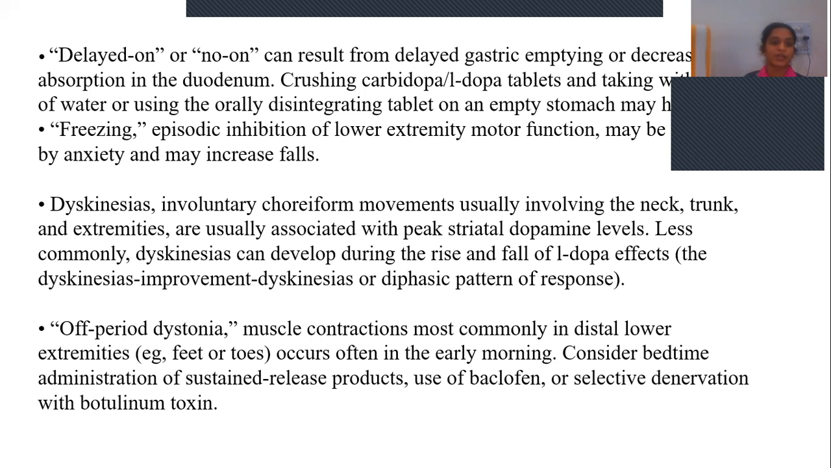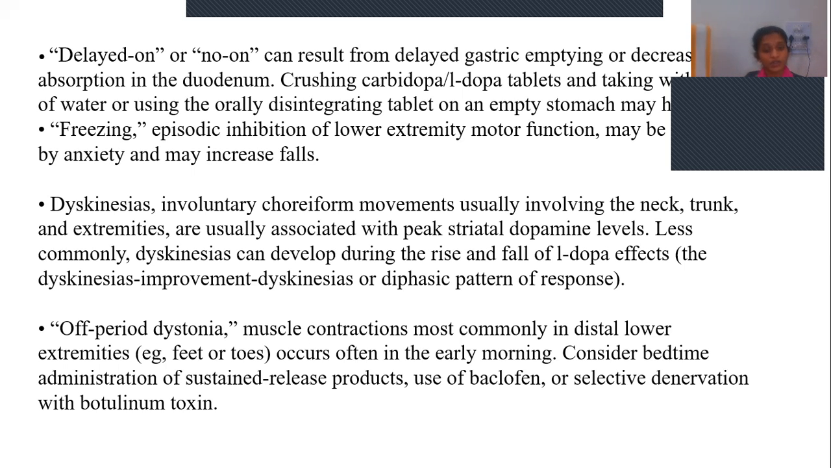Freezing, episodic inhibition of lower extremity motor function, may be caused by anxiety and may increase falls, meaning you will be falling down. Then dyskinesias, involuntary choreiform movements usually involving the neck, trunk and extremities, are usually associated with peak striatal dopamine levels. So these kinds of symptoms can be seen when there is a larger amount of dopamine after using these medications.